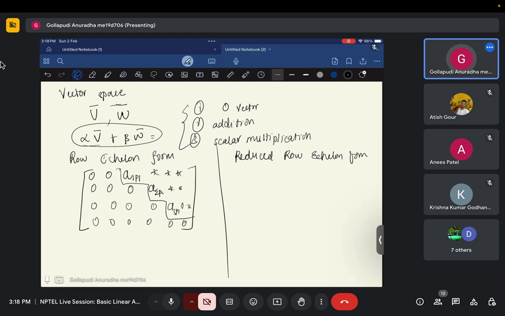If this is the row echelon form, any values can be there. So a1, p1, a2, p2 can be any values. There's no constraint on that.